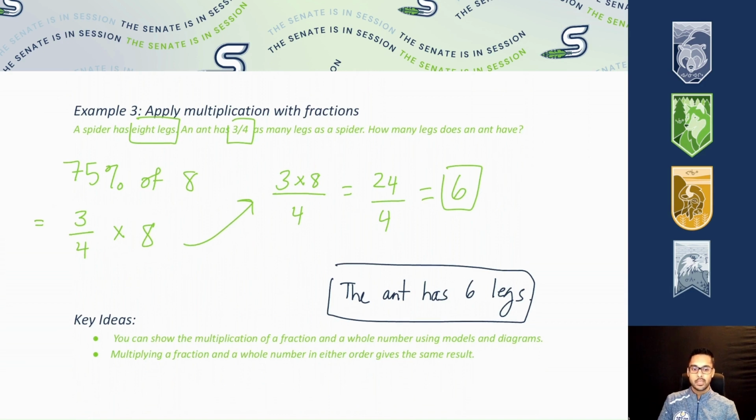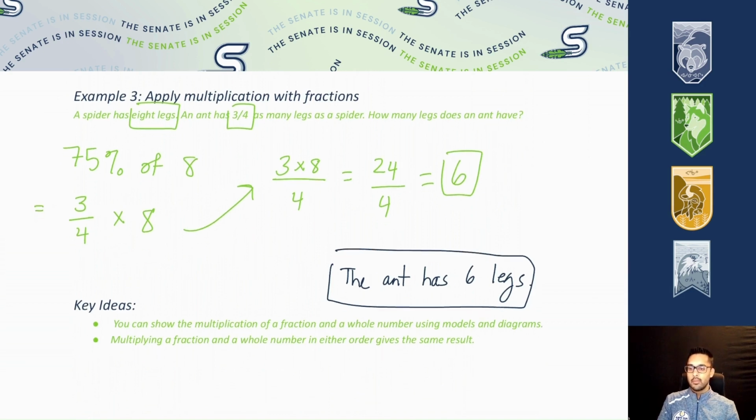So just a quick summary on the bottom. You can show the multiplication of a fraction and a whole number using models and diagrams. We showed it based on pattern blocks before. Multiplying a fraction and a whole number in either order gives the same result. Notice how in this example I chose to write the fraction first and then the whole number of 8. The result would be the same if I had swapped those two spots. The multiplication would work out the exact same way.